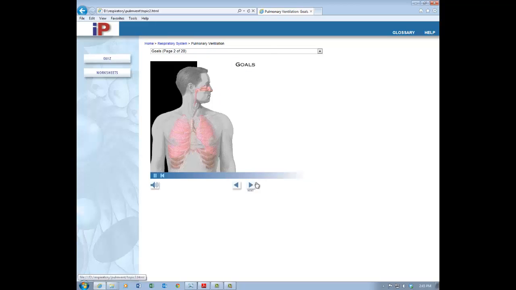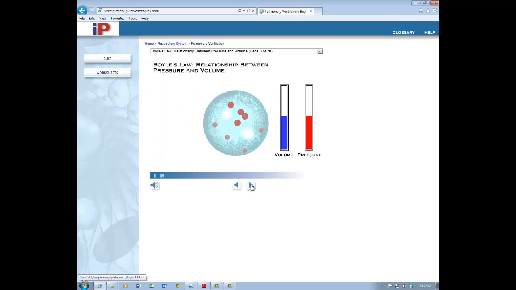Your goals for learning are: in order to understand ventilation, we must first look at the relationship between pressure and volume. Pressure is caused by gas molecules striking the walls of a container. The pressure exerted by the gas molecules is related to the volume of the container. Click the sphere to see how volume affects pressure.